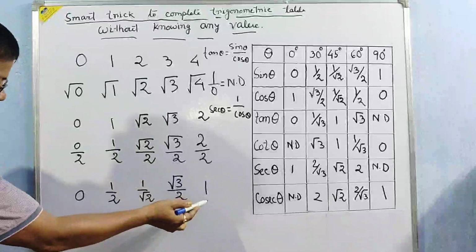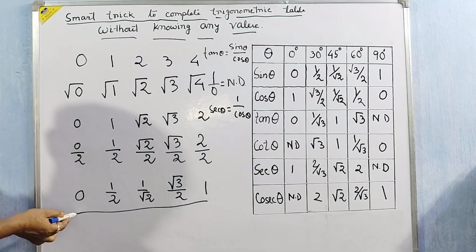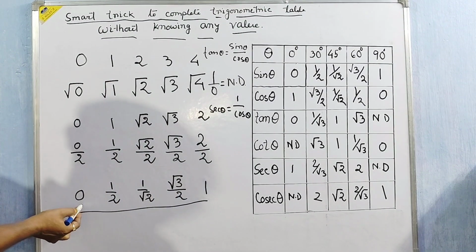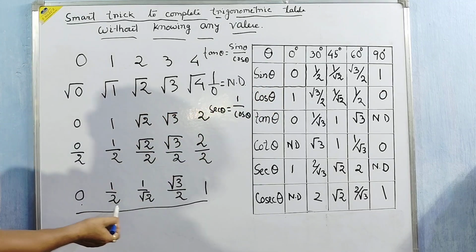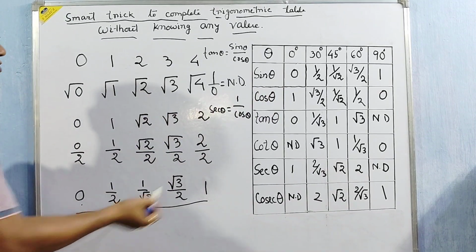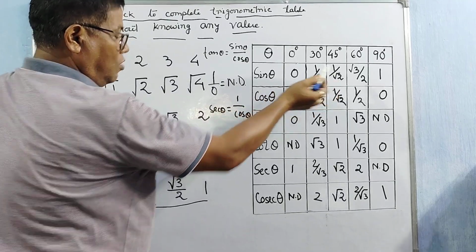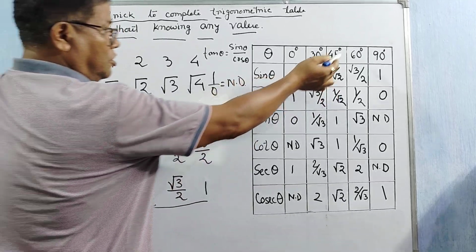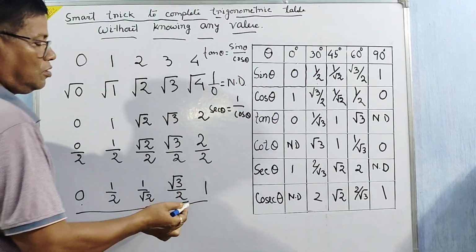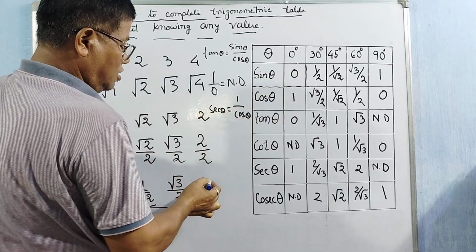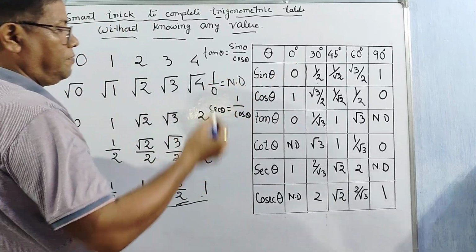We find out here the value of sine. Sine 0 degree is 0, so write here 0, and sine 30 degree is half, so write here half. Sine 45 degree is 1 by root 2, and sine 60 degree equals root 3 by 2, so put that there, and sine 90 degree is 1.